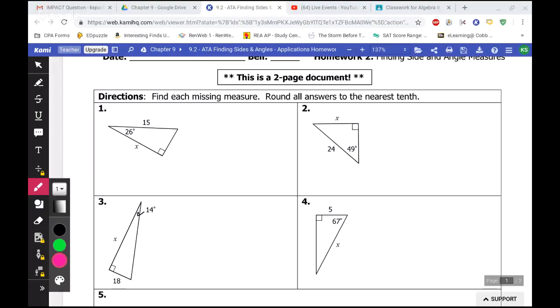Hey Garrett. Hello. How are you? Good. Good. Do you have specific ones you have questions on, or do you just want to work through the whole worksheet?